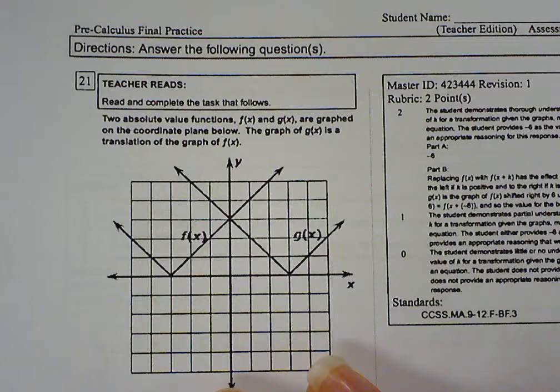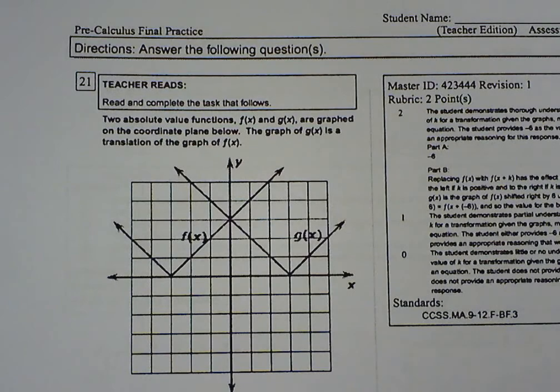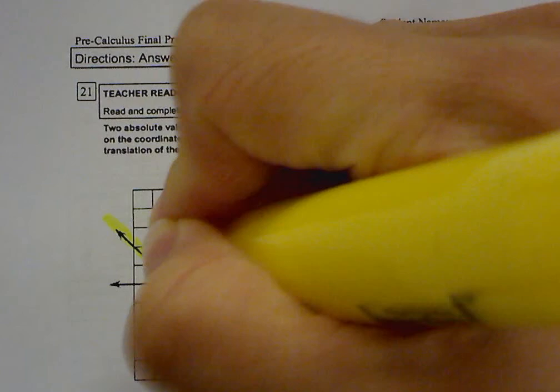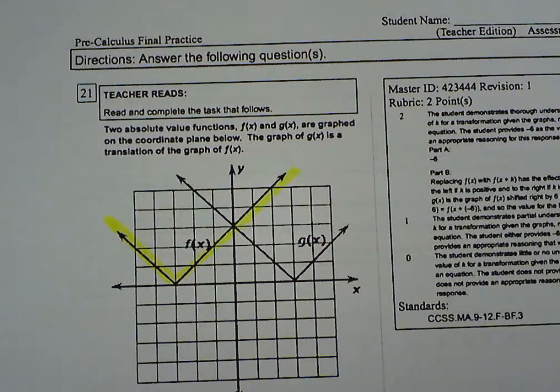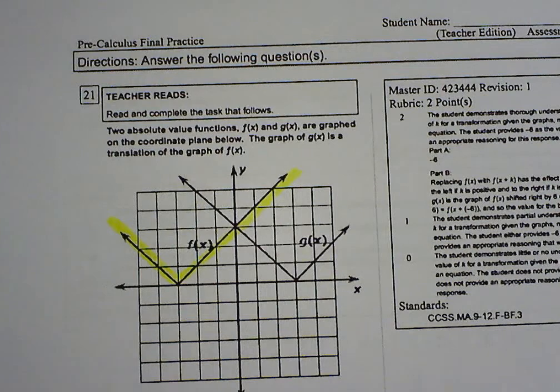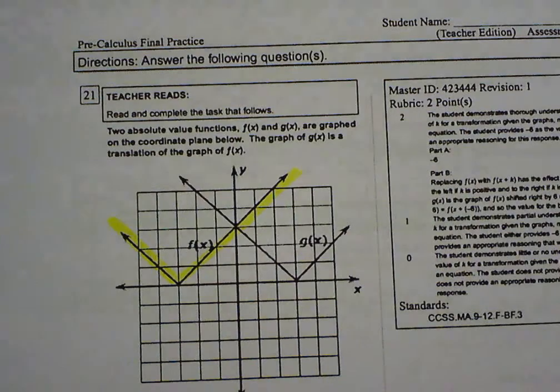Okay, 21. Two absolute value functions, f and g, are graphed. The graph of g is a translation of the graph of f. So wait a minute, which one's the original, f or g? F, and what is g? G is f after it's been translated. Alright. What's the difference between f and g?